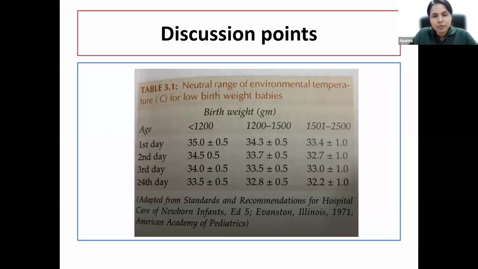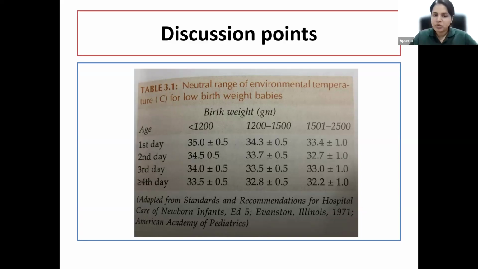So this is the range of thermoneutral zone or environmental temperatures which are optimal for the care of low birth weight babies based on their birth weights and based on their postnatal age. So the three important parameters that determine the thermoneutral zone of any baby are: one, the gestational age or the birth weight of the baby; two, the postnatal age of the baby; and third, whether the baby is clothed or not clothed.